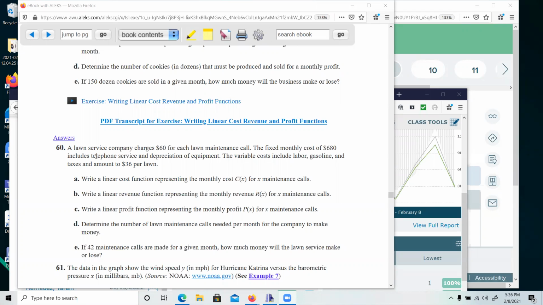It says we have a lawn service company that charges $60 for each lawn maintenance call. The fixed monthly cost is $680. That's just keeping the lights on, right? Renting the building or the office, depreciation of equipment. Variable costs include labor, gasoline, and taxes, and amount to $36 per lawn. We want a linear cost function representing the monthly cost for the maintenance calls.